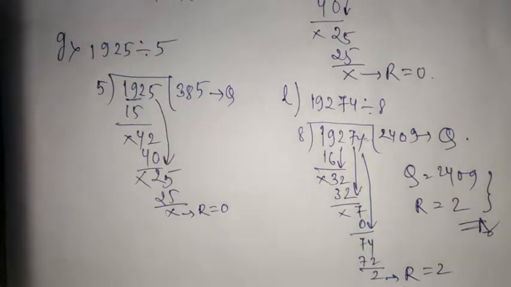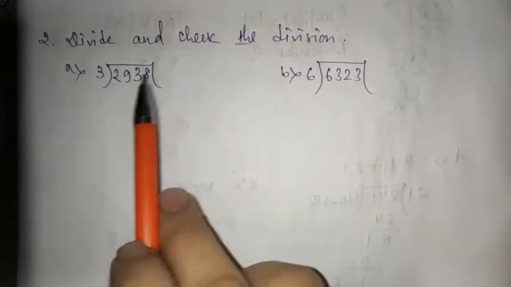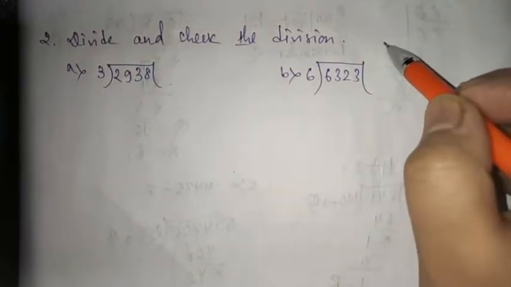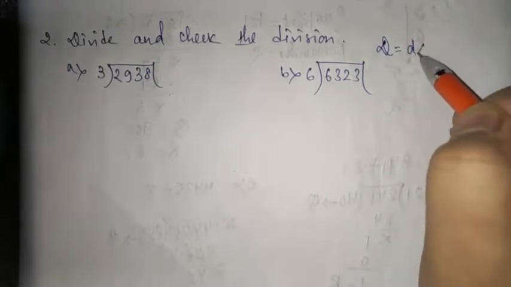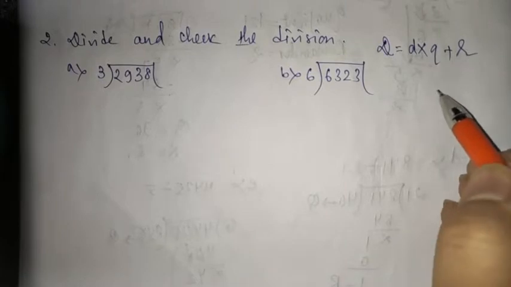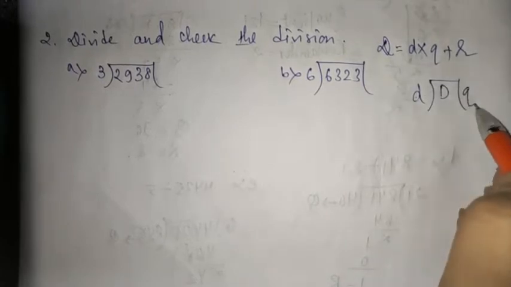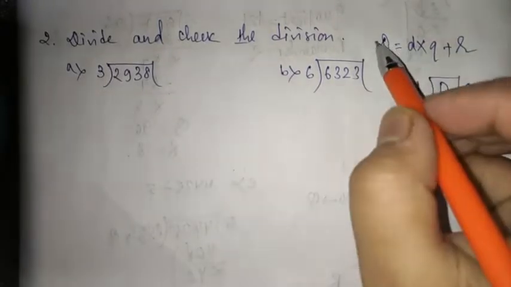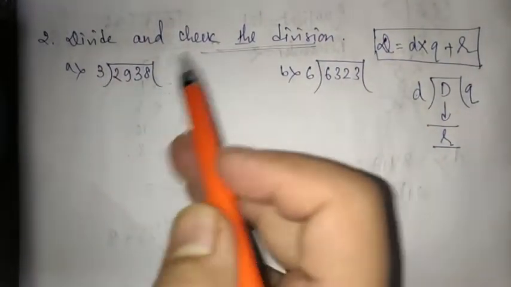Now we will directly move on to question number 2. So student, here we have question number 2. The question is divide and check the division. Checking the division means we are going to use the formula which I have given you, that is capital D is equal to dividend is equal to divisor into quotient plus remainder. Right, so where is the divisor? Outside the box is your divisor. The quotient should be here, and whatever the remainder comes will be here, like this. Right, so this will be used for checking the division. Whatever you divide, you have to check with that.